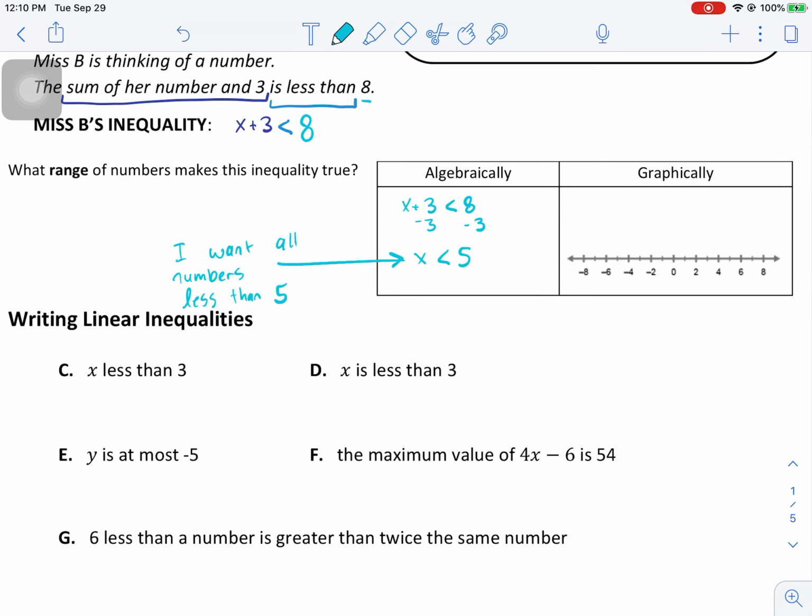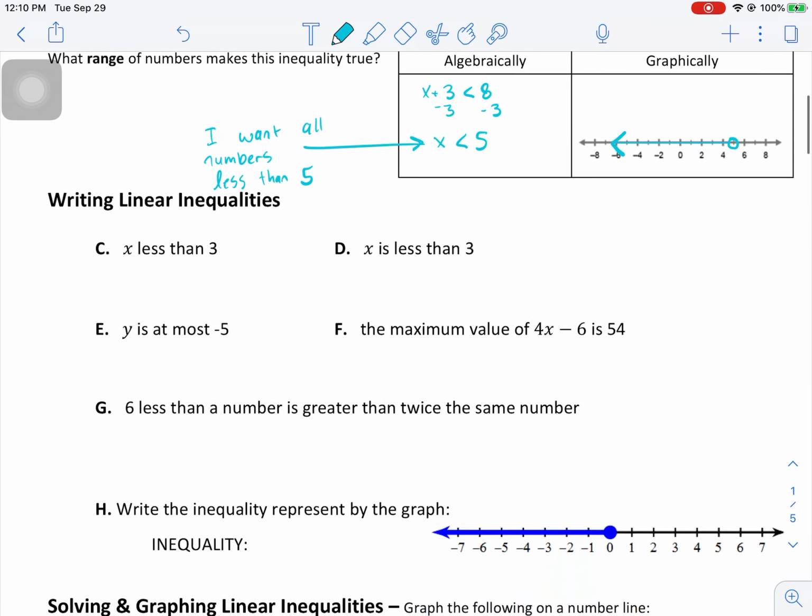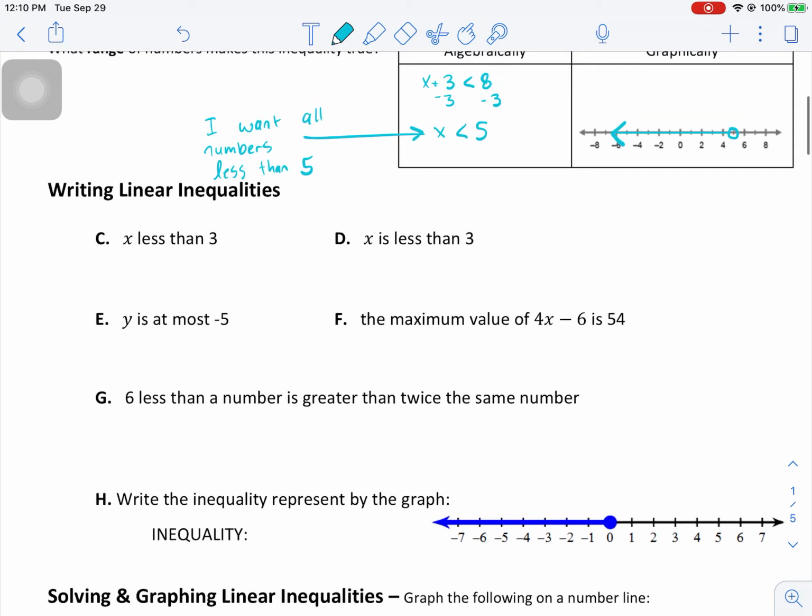How do we show this graphically? Well, on a number line, if it's just a less than sign or a greater than sign, we use an open circle. So right here at 5, we're going to put an open circle. And then if I want all of the numbers less than that, I'm going to go to the left with my line. Okay, so then let's talk about actually writing these things.